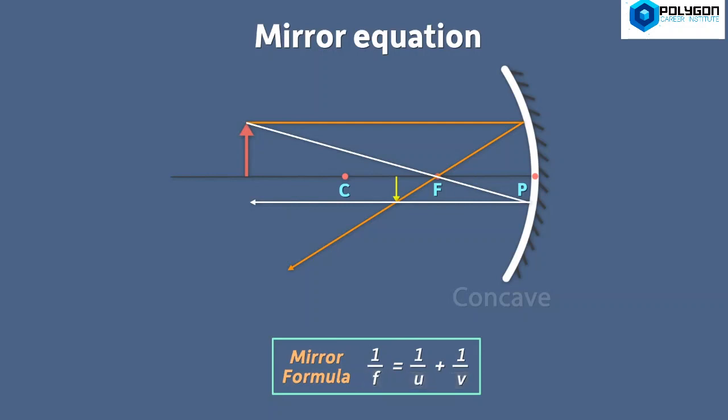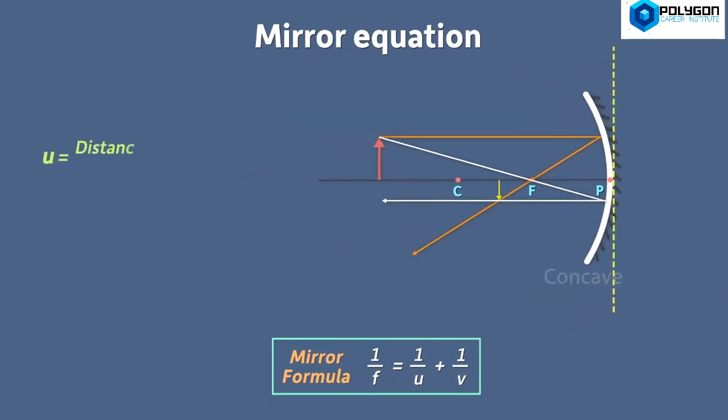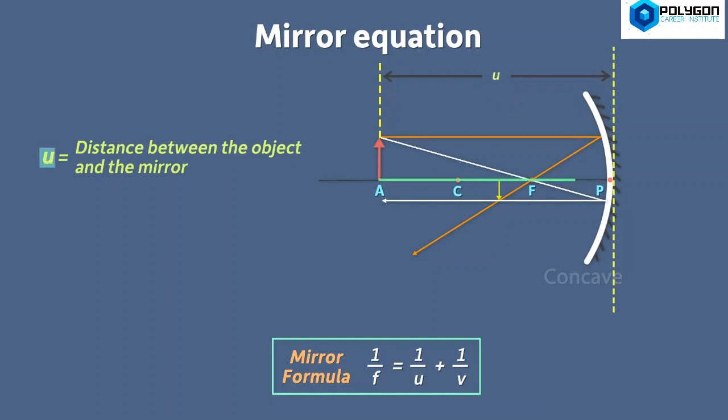To understand better, let's draw a tangent at point P like this. In this equation, U is the distance between the object and the mirror. So this distance will be U. It is the distance between points A and P. Remember, the distance between two parallel lines will always be the same. So this distance is nothing but the distance between points A and P.